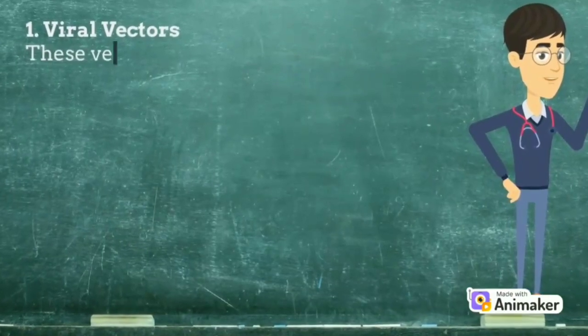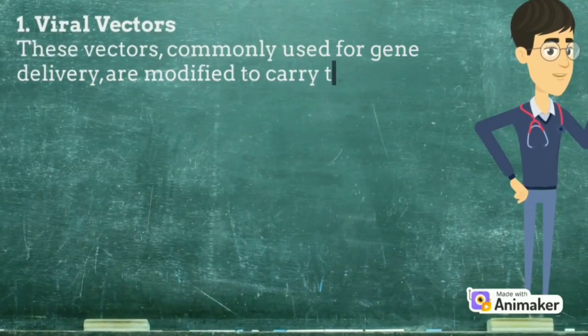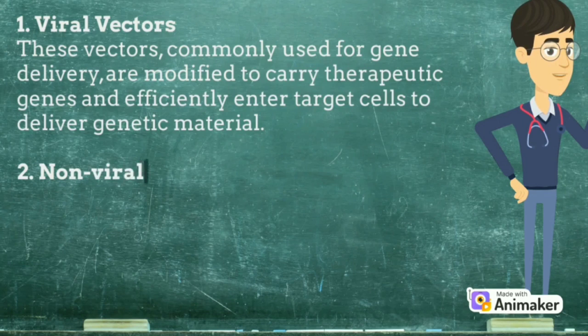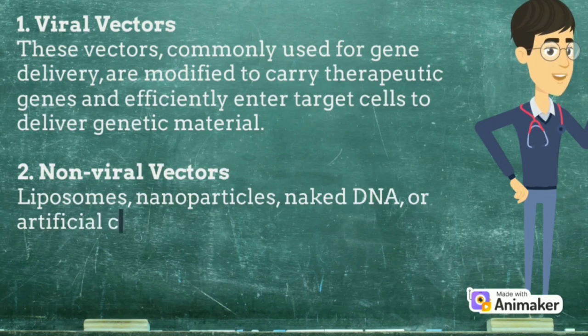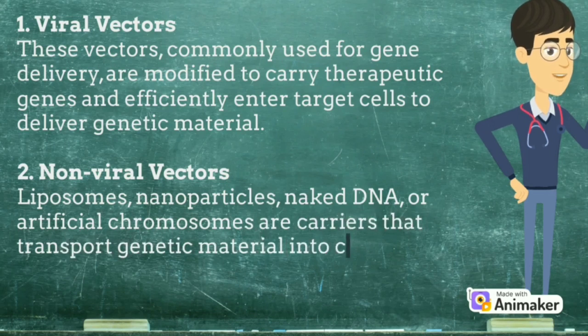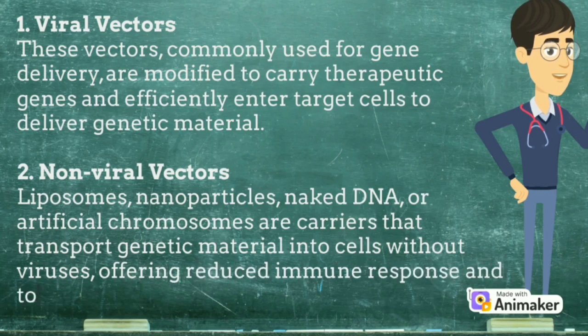1. Viral vectors. These vectors, commonly used for gene delivery, are modified to carry therapeutic genes and efficiently enter target cells to deliver genetic material. 2. Non-viral vectors. Liposomes, nanoparticles, naked DNA, or artificial chromosomes are carriers that transport genetic material into cells without viruses, offering reduced immune response and toxicity.